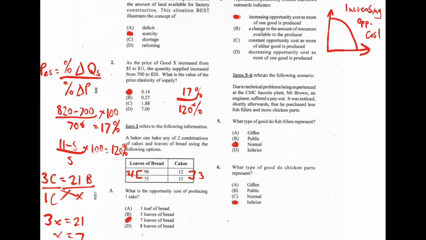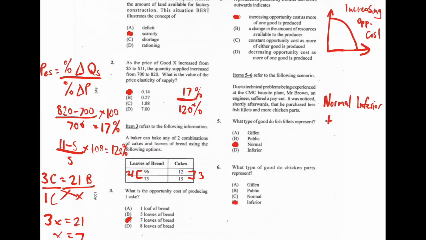Alright, 5 to 6. So it says, due to technical problems being experienced at the CMC bauxite plant, Mr. Brown and engineers suffered a pay cut. It was noticed shortly after that he purchased less fish fillets and more chicken parts. So it says, what type of goods do fish fillets represent? So it's imperative to know that this question is actually speaking about normal and inferior goods. So normal and inferior goods really have to do with income elasticity. Well, not really income elasticity, but income in general. Income and quantity demanded.